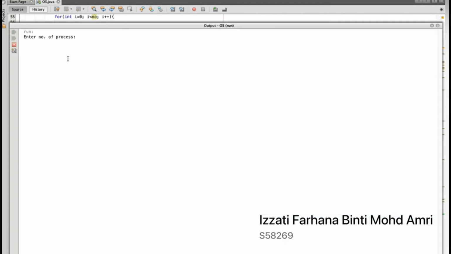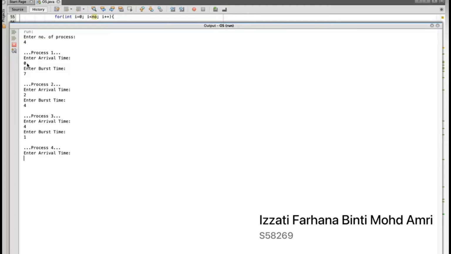In this process, there are 4 processes. The first arrival time will be 0. The burst time will be 7. The arrival time for process 2 will be 2, and the burst time will be 4. The arrival time for process 3 will be 4, and the burst time will be 1. And lastly, the arrival time for process 4 is 5, and the burst time is 4.